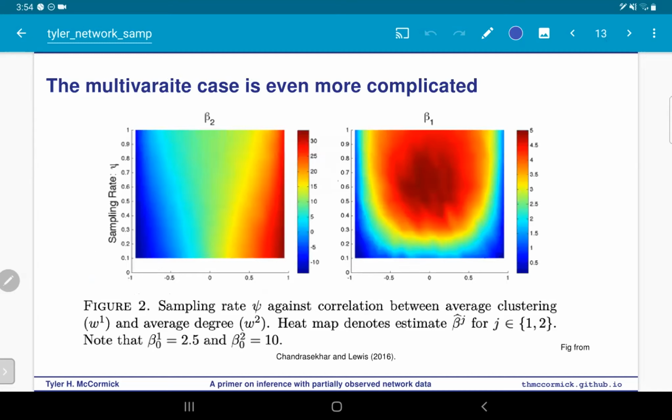Okay, I'll just pause here to note that I'm talking about the univariate case, but the multivariate case gets even more complicated. So this is a case where we have two coefficients: one is the average clustering, which is related to beta 1, and the second is the average degree.